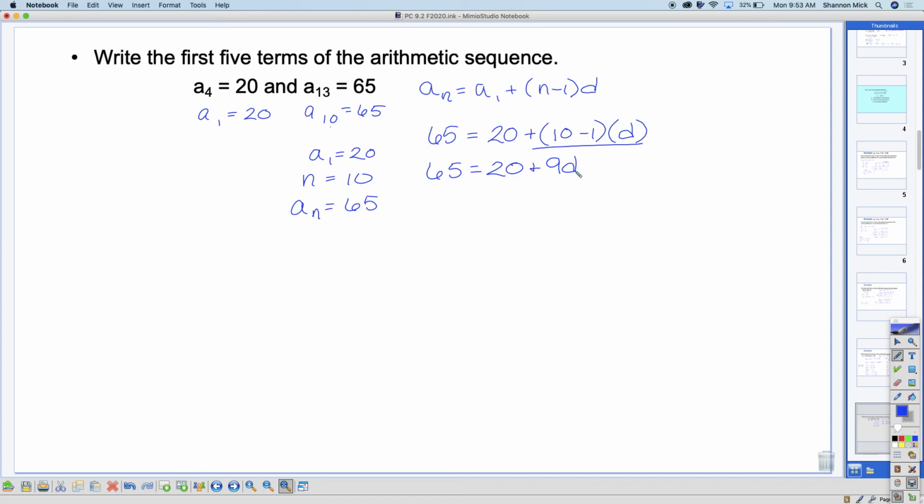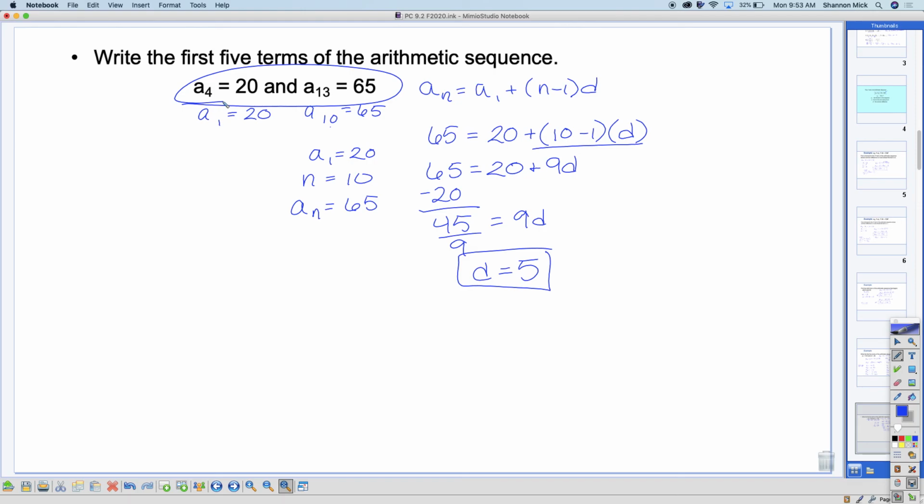So now I subtract 20, and I divide by 9. So d is 5. Now I come back to my original and I plug it in. Which one do you want to use, a sub 4 or a sub 13?